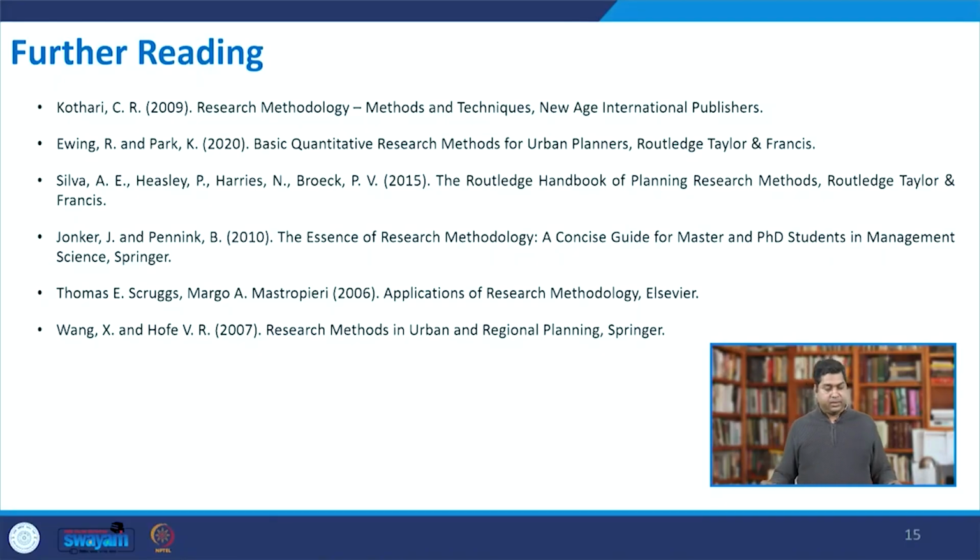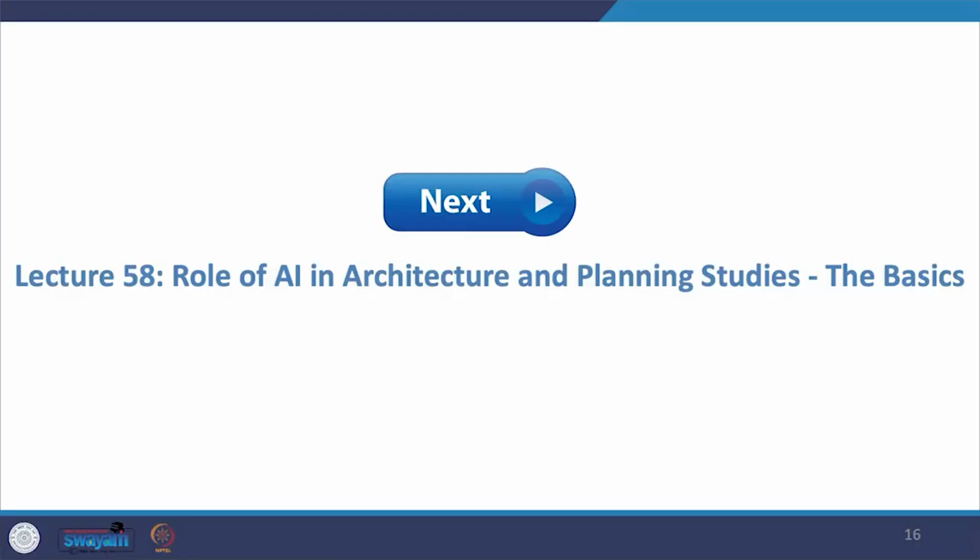Again, these are some further reading materials, some books or book chapters that you can go through. With that I stop here, and then our next discussion is another interesting topic, and that is on artificial intelligence, the role of artificial intelligence in architecture and planning studies. Again, we'll discuss the very basic few points about the role of AI in architecture and planning.